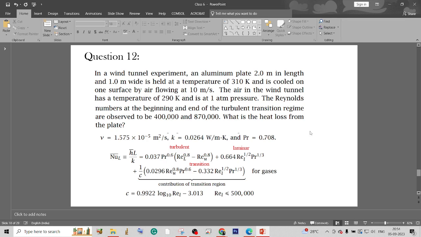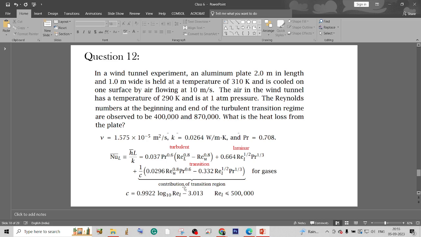What is the heat loss from the plate? So we have to find out Q. The other values are given. Even the Nusselt number is also given. The whole equation is given for gases. Here for gases only we are finding out, and see also how to calculate.